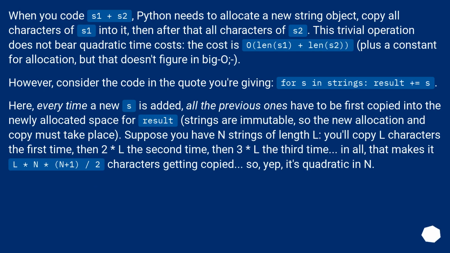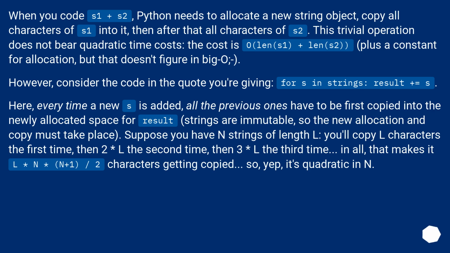When you code S1 plus S2, Python needs to allocate a new string object, copy all characters of S1 into it, then after that all characters of S2. This trivial operation does not bear quadratic time costs. The cost is O(len S1 plus len S2), plus a constant for allocation, but that doesn't figure in big O. However, consider the code in the quote you're giving: for S in strings, result plus equals S. Here, every time a new S is added, all the previous ones have to be first copied into the newly allocated space for result. Strings are immutable, so the new allocation and copy must take place.